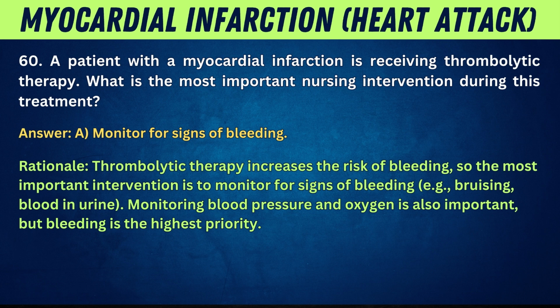Rationale: thrombolytic therapy increases the risk of bleeding, so the most important intervention is to monitor for signs of bleeding, e.g., bruising, blood in urine. Monitoring blood pressure and oxygen is also important, but bleeding is the highest priority.